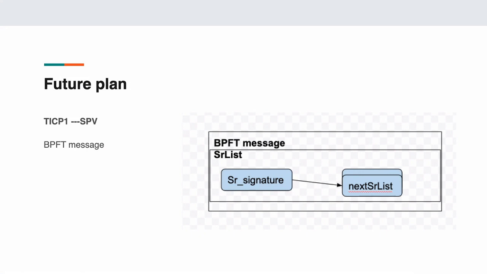So the TIP is like simple proof verify. We have a PBFT message. Inside the PBFT message, we have the SR signature and the SR list. I'm pretty sure we had a meeting about this part. If you have interest, just check our GitHub page. We have TRON Devs meetings about this part.